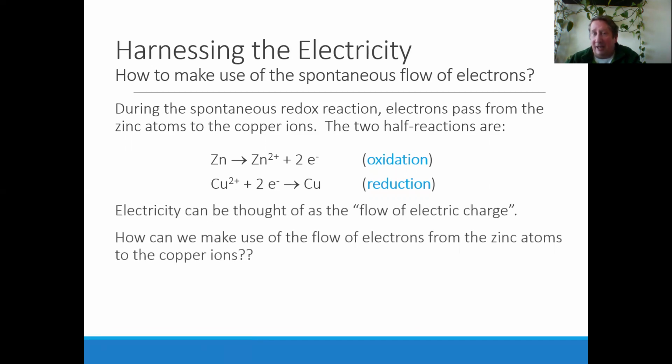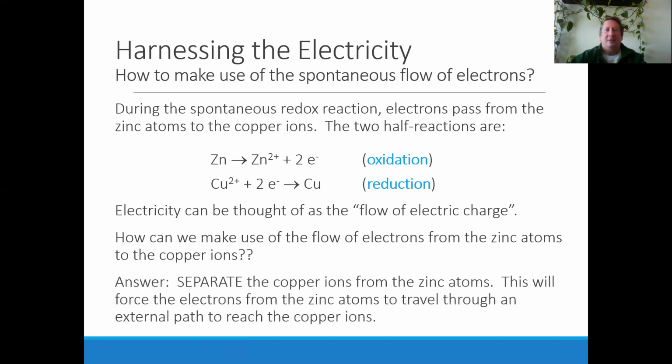Those are the two half reactions. When electrons are on the right-hand side of the equation, they're being lost. When electrons are on the left-hand side of the equation, they're being gained. So the zinc is being oxidized, copper 2 plus is being reduced. So electricity, again, is the flow of charge. So how do we get in there and use this reaction, which is clearly transferring electrons? Electrons are charged particles. How do we use that to create a battery?